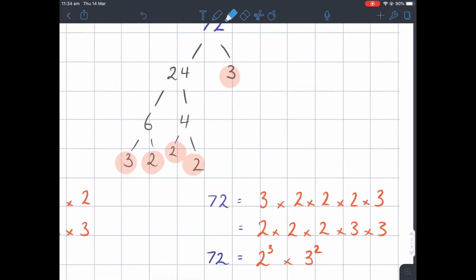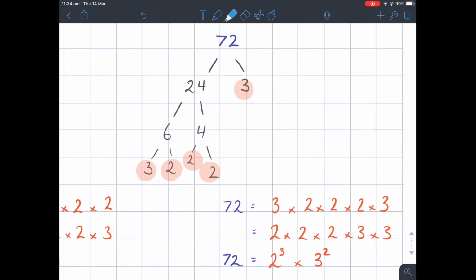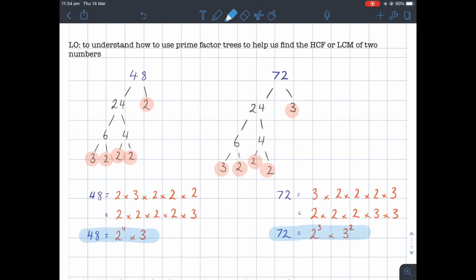We've done the same thing here for 72. You can see that we've written out the prime factor tree, and then we've written 72 is equal to 2 cubed times 3 squared. So that part has already been done for us.